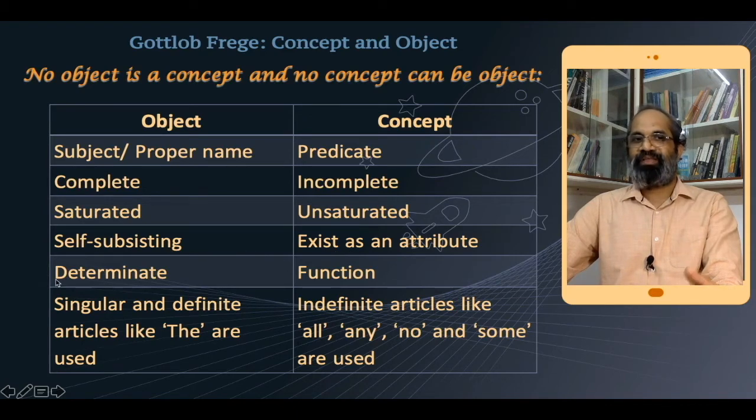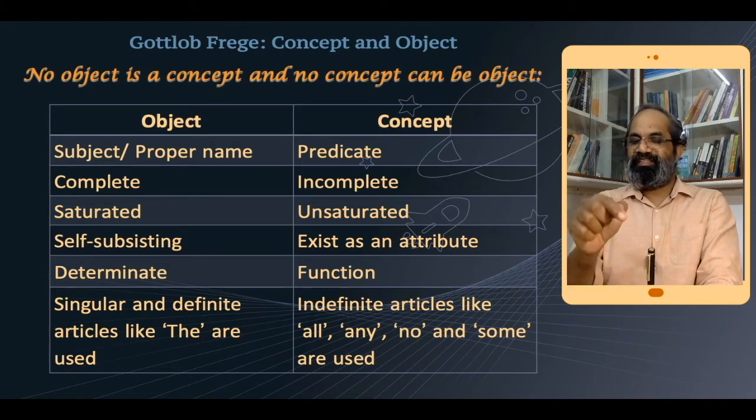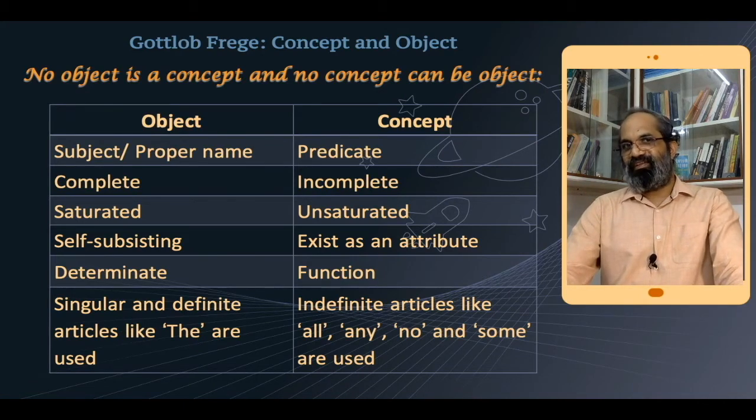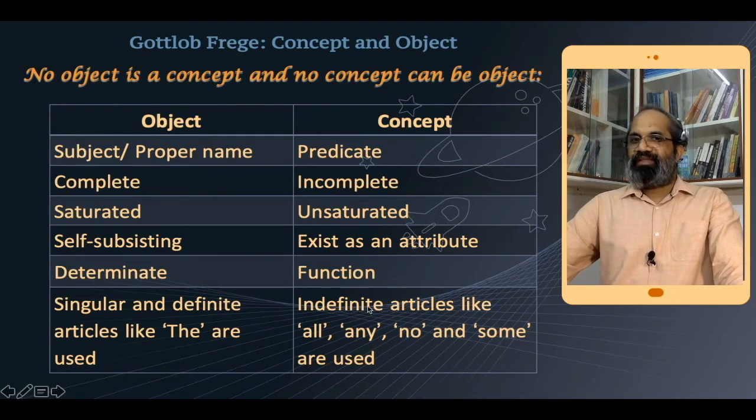That's the concept. So objects are determinate. When you say this pen is black, this is determinate. It is referring to a particular pen. Whereas blackness functions as a function. We have already seen that. And we can say that the objects are singular and definite. Articles like "the" are used. Singular, it refers to a single entity, and articles like "the" are used to refer to objects. And concepts are indefinite, and articles like all, any, no, and some are used. This is the usage difference in articles as far as objects and concepts are considered.